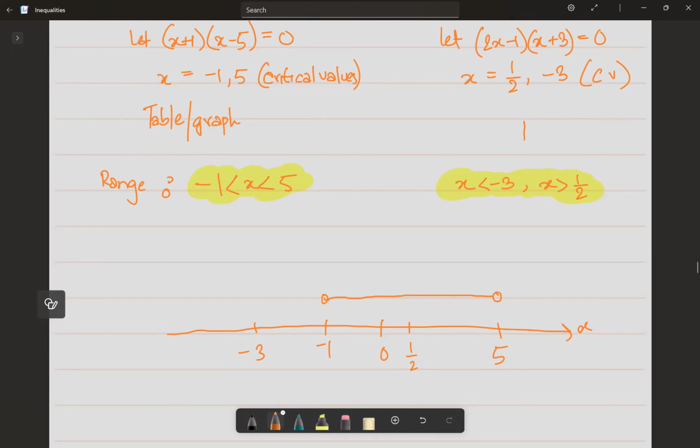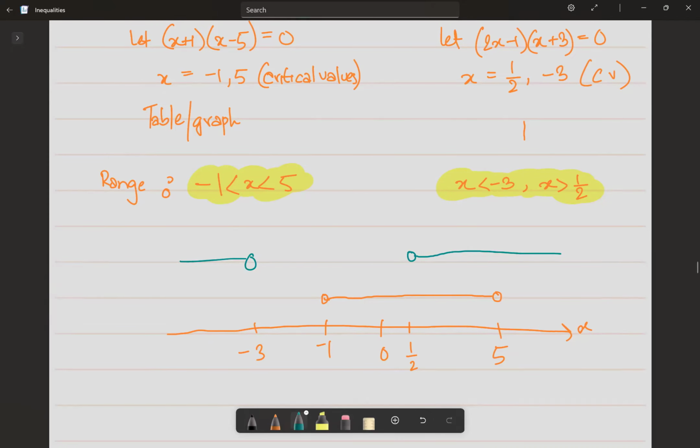Now, as for this one, we have x is less than -3. The inequality that we have is x is less than -3. So at -3, we will draw an empty circle. It is the critical point. And then x is less, so x should be on the left side of -3. Again, for this one, we have x is more than half. So half is the critical point where we draw an empty circle, and then x is more than this half. So x is on the right side, and we draw the arrow on the right side.